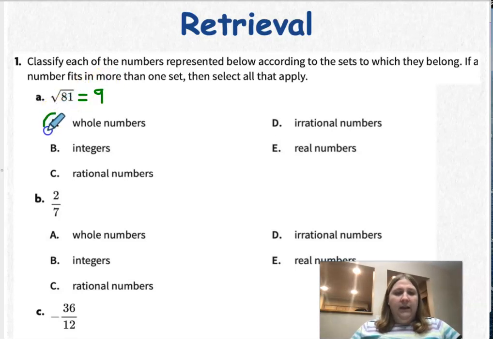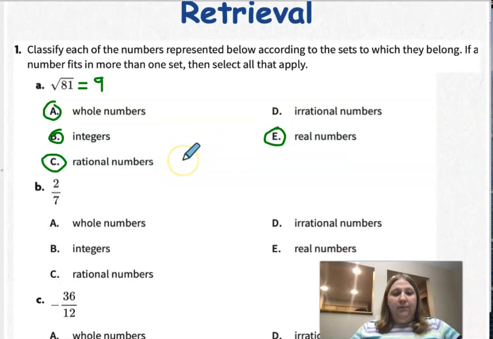Okay, so 9 is definitely a whole number, which also makes it an integer, which makes it a rational number, right? It doesn't go on forever, it stops. And then it is, of course, a real number, right? Anything that doesn't have an i in it is going to be a real number.